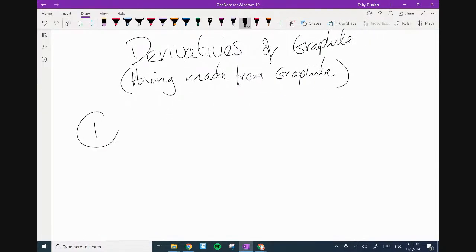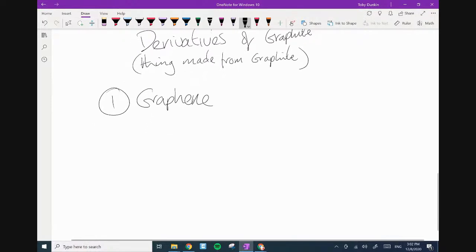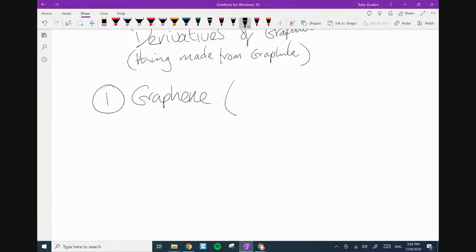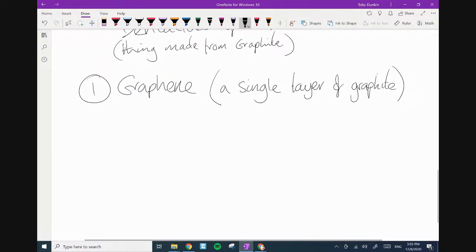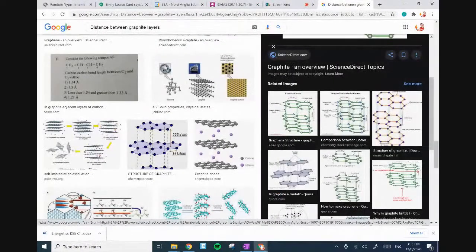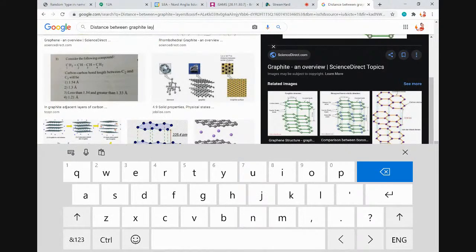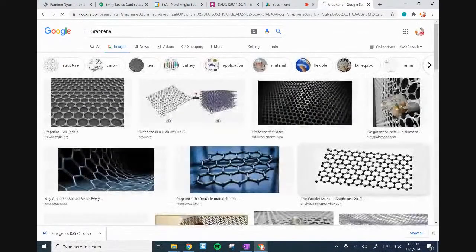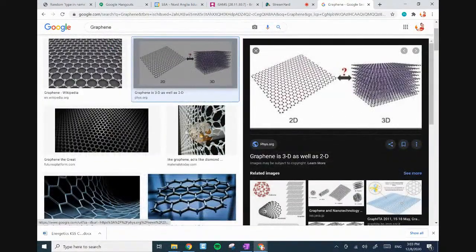Number one, graphene. So graphene is a single layer of graphite. One layer. One giant layer. Let's have a look at an image. Graphene. See if I can steal an image. Graphene. One layer, look at that. That's it. There we go.